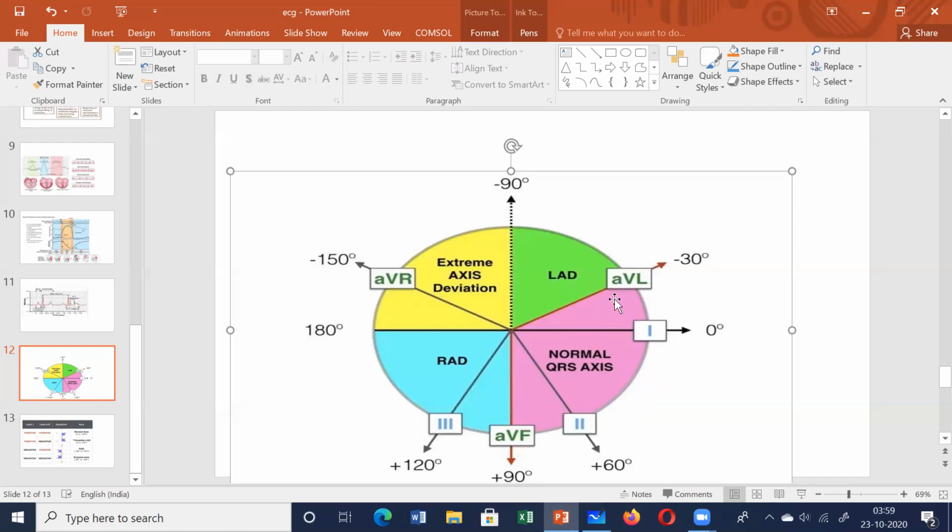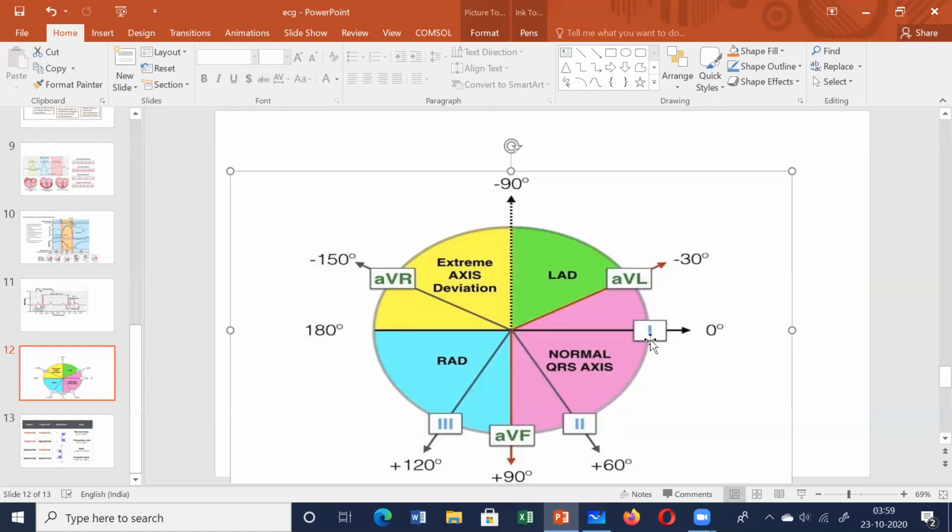I repeat once more. First we take the lead 1 into account. If the lead 1 is positive, then no need of looking into the lead AVF. Just go and have a look into the lead 2. If it is also positive, it is a normal axis. If lead 2 is negative, it is a left axis deviation.